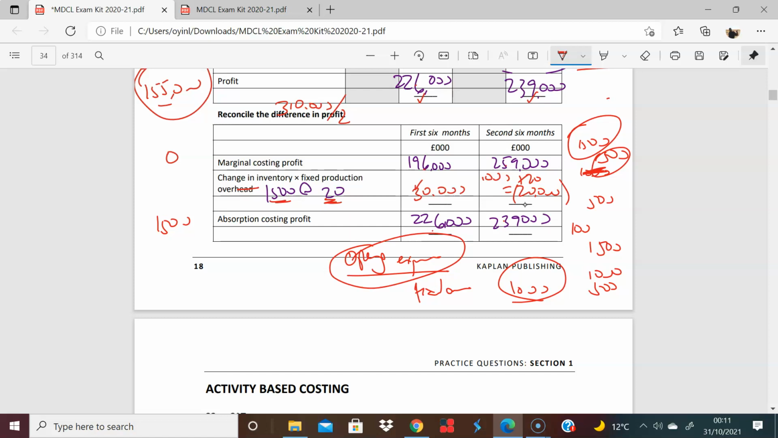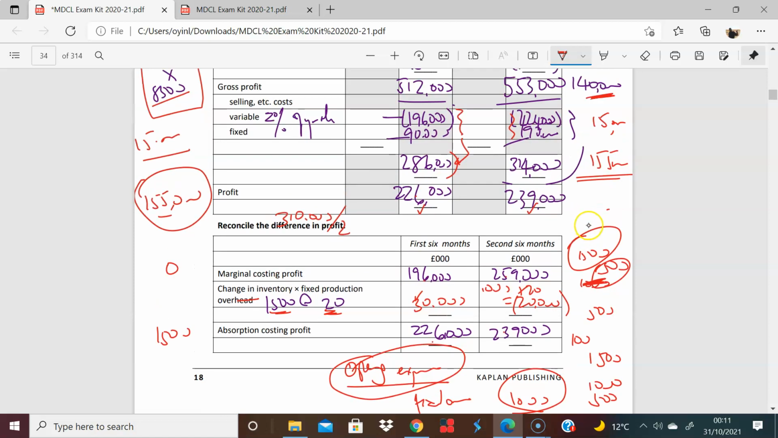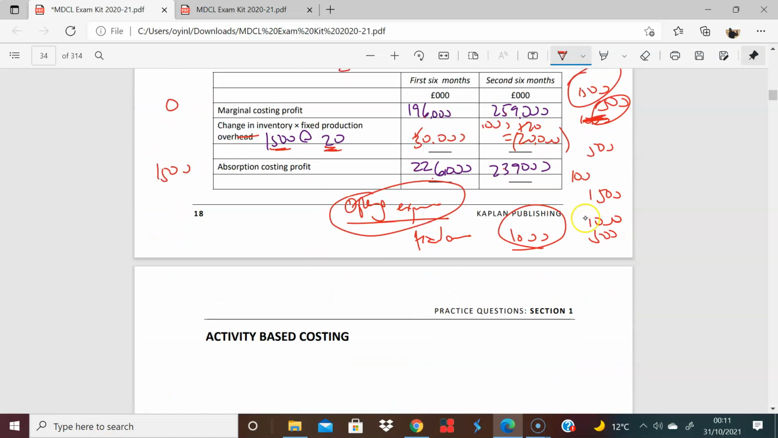With marginal costing, all the period costs go through. So the fluctuation really lies with the fixed overheads, sorry, with the absorption costing. Which is why we put through those absorption adjustments, like the 15 over here.